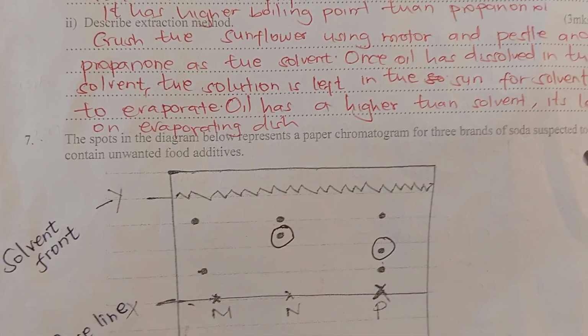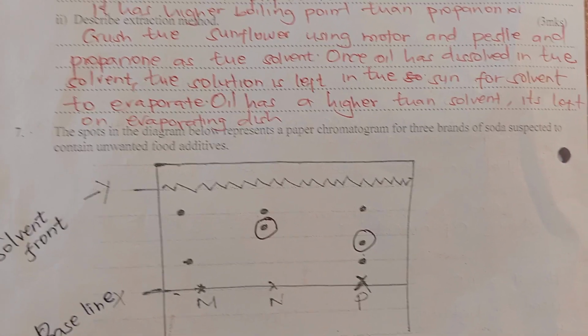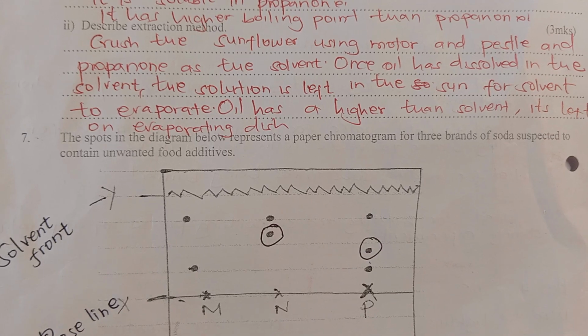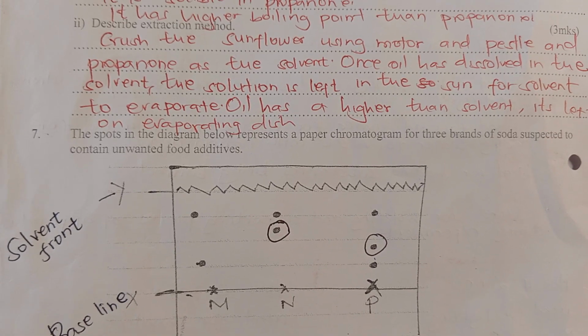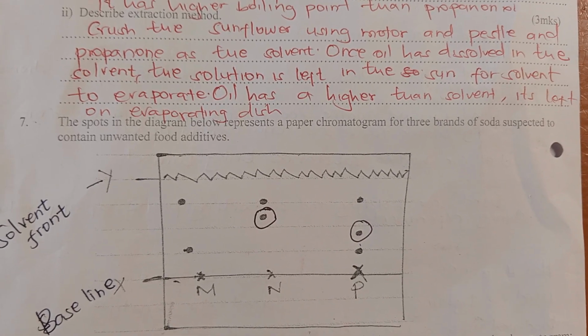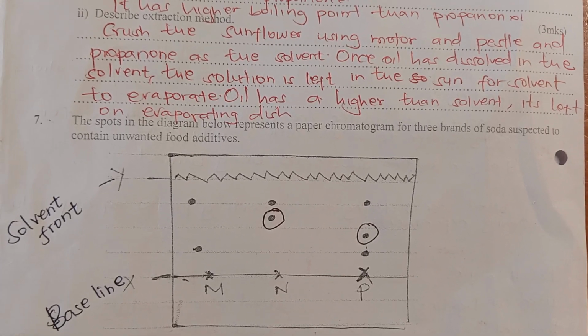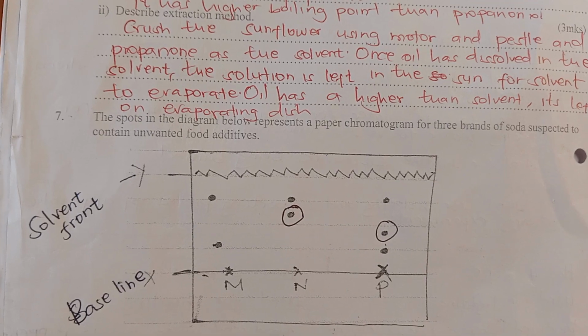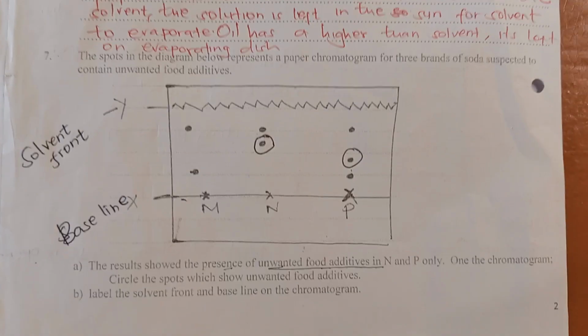Describe that process. You crush the sunflower using a mortar and pestle and you add the propanol as your solvent. Once the oil is dissolved, the solution is left in the sun for the solvent to evaporate. So oil has a higher boiling point than the solvent and therefore it is left on the evaporating dish.